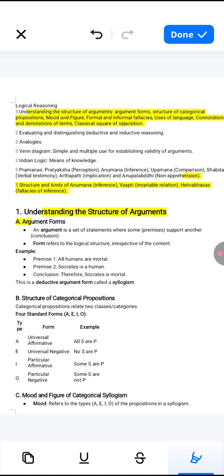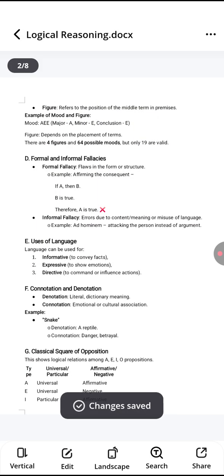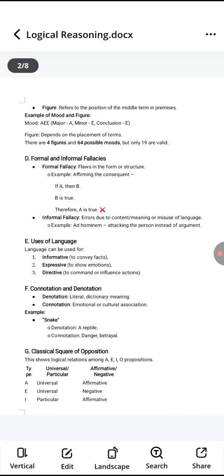Next we have mood and figures of categorical syllogism. Okay, so basically mood refers to the types A, E, I, O of the proposition in the syllogism. Next we have figure. It refers to the position of the middle term in premises. For example, mood AEE, which includes the major premise A and minor premise E, and hence we have conclusion E. It depends on the placement of the term.